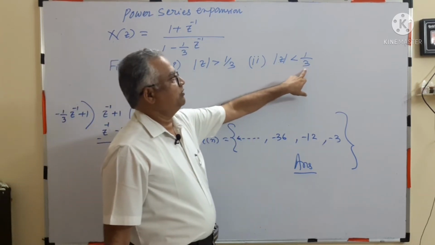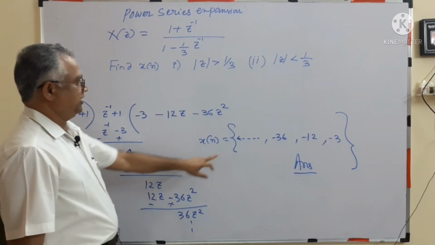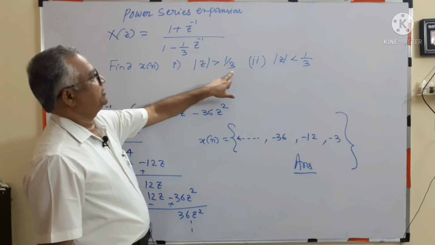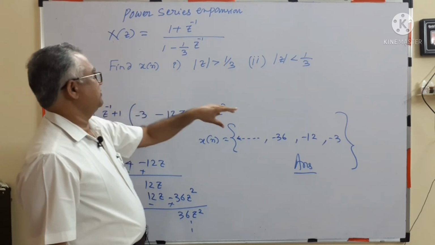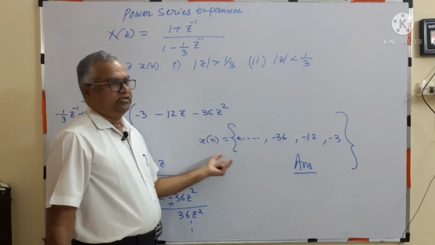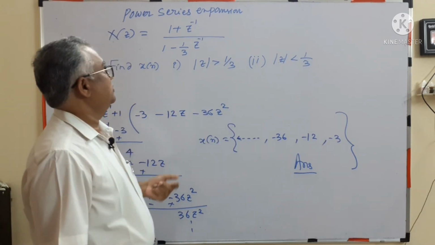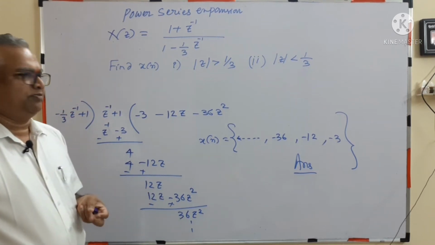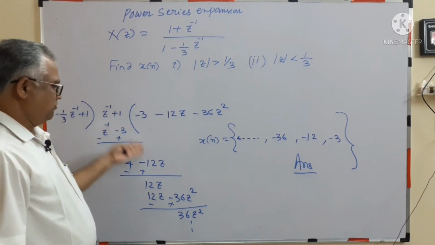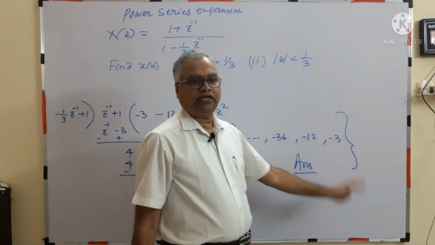Here less than 1 by 3 means left side sequence. Change the order, divide and get the answer. Greater than 1 by 3 is right side sequence; divide as it is, you get negative powers of z. The sequence will be right side. That is the main concept of power series expansion. It involves normal division, but divide carefully. Accordingly you can write.